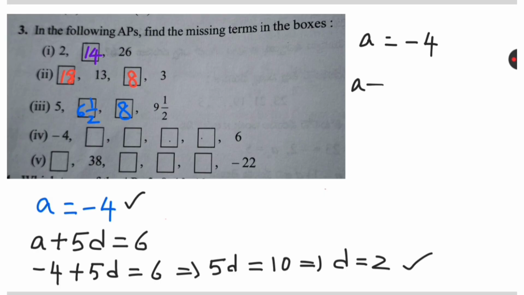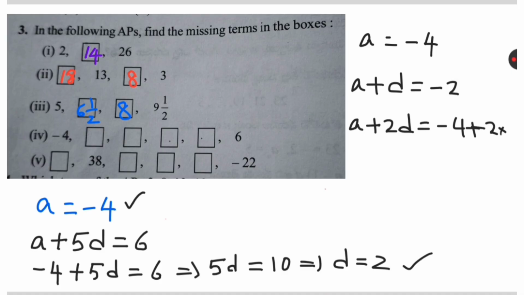The second term, a plus d, so that is minus 4 plus 2, which gives minus 2. That is our second term. Let's find out the third term, a plus 2d. So a is minus 4 plus 2 times d, where d is 2. Minus 4, 2 times 2, which is 4, minus 4 plus 4 which gives 0. So the third term is 0.